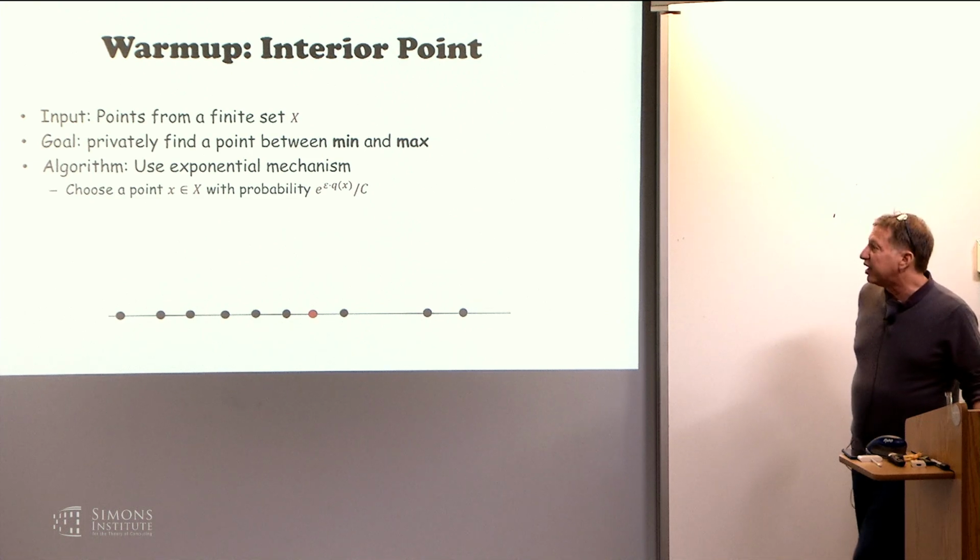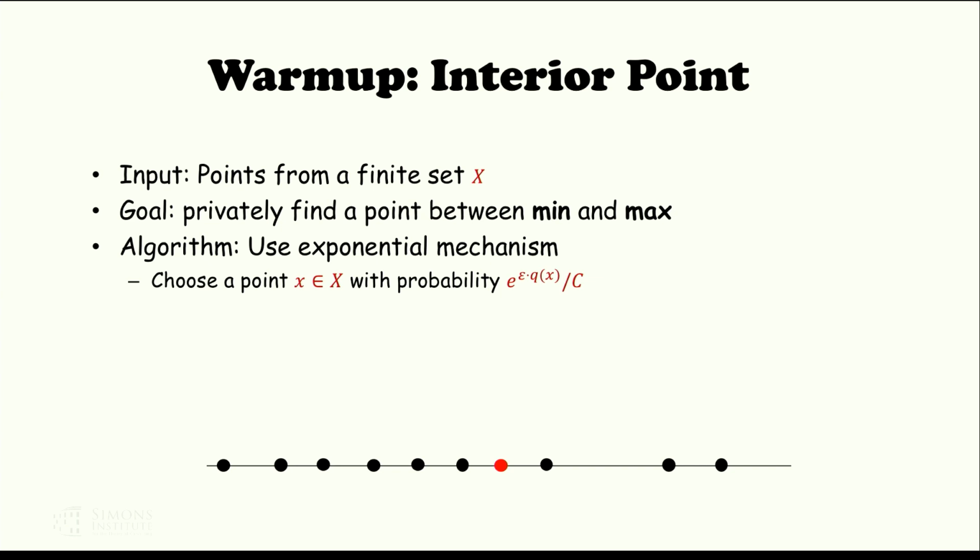As a warm-up, we'll show how we apply the exponential mechanism to this problem. The exponential mechanism chooses a point x from the grid with probability proportional to e to the power epsilon times q of x over c. Here q of x is some quality function, and c is simply a constant that makes the sum of the probabilities equal 1.